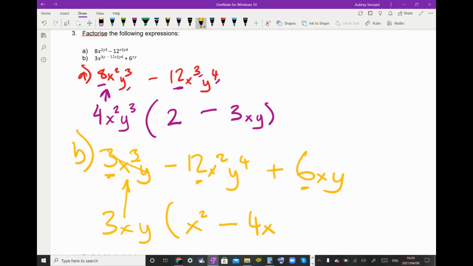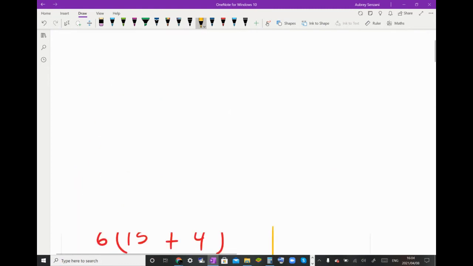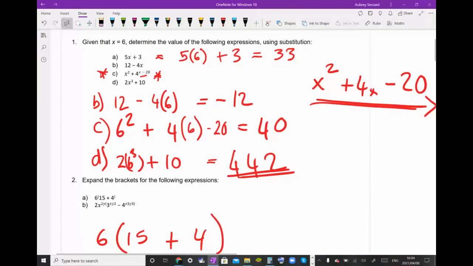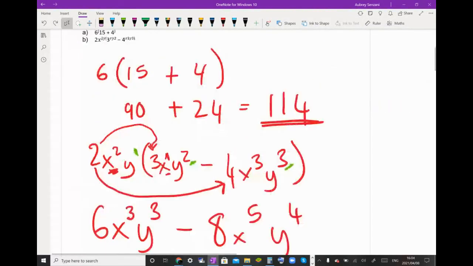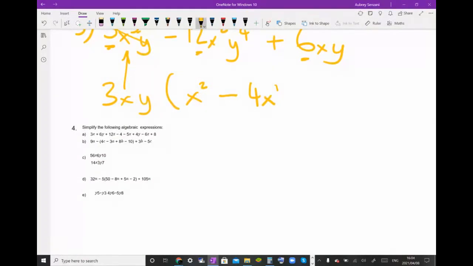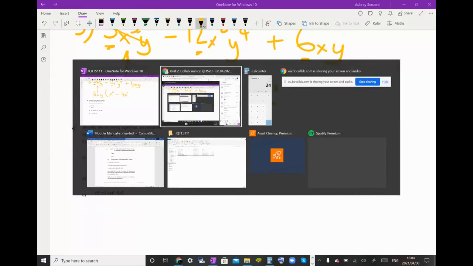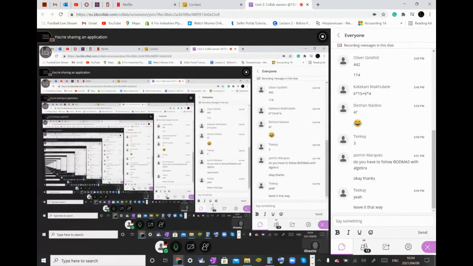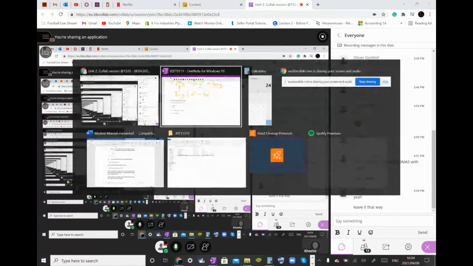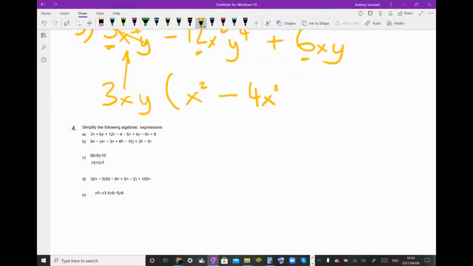Can we leave it like that? Somebody tell me in the chat, is it fine? Or is there anything we need to do to the x? Remember, this is the same as saying x to the power 1. You guys tell me. Leave it that way. Thank you very much, TK. Yes, we can leave it that way.